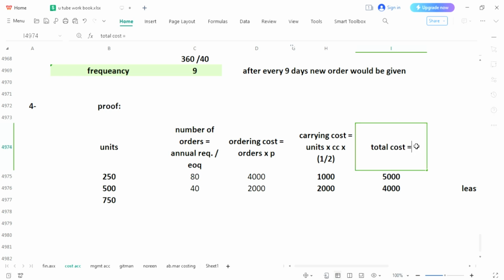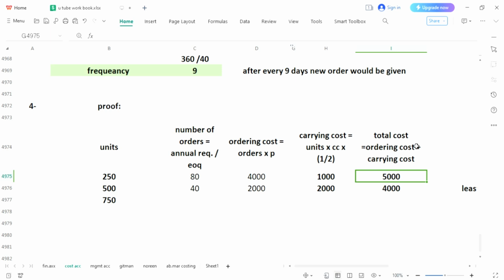As we have claimed, total cost, how would we calculate? Ordering cost would be added with carrying cost. The formula was not written, so I have just written it. Half of the proof has been done. Our claim was that when you calculate cost upon economic order quantity units, your cost would be least, and we have proved it. By placing an order of 250 units, cost is 5000, which is more than the cost of placing an order of 500 units.